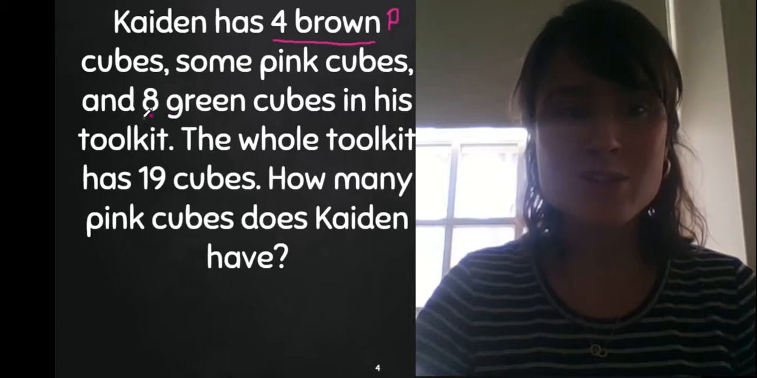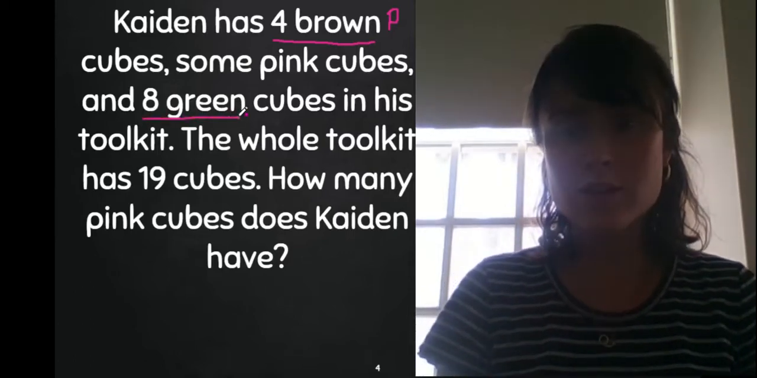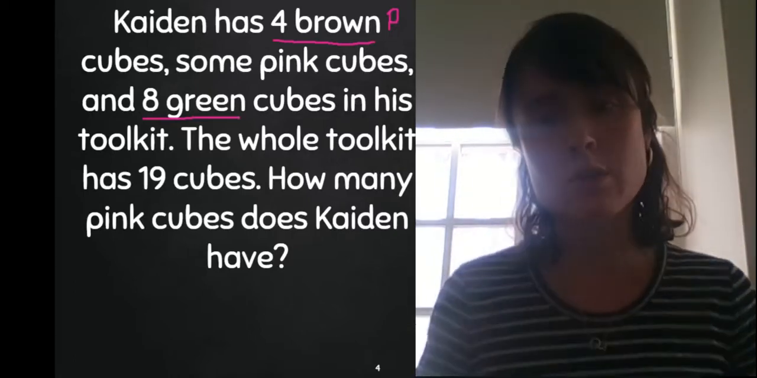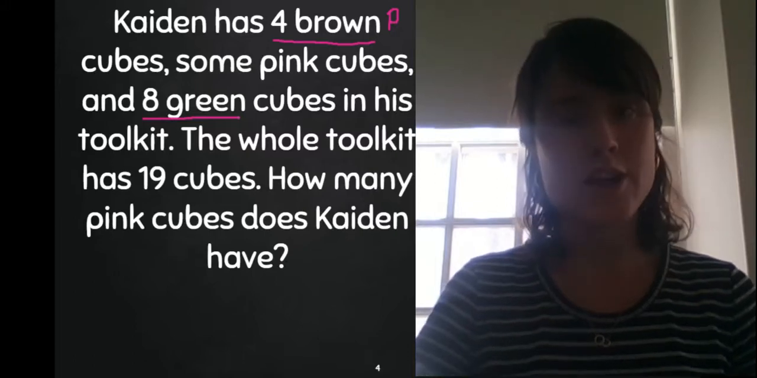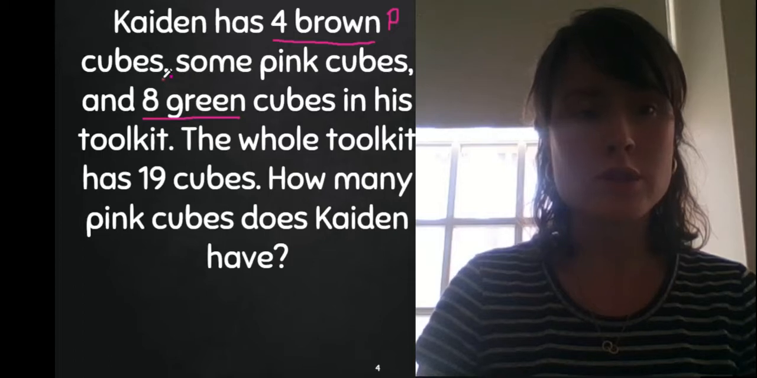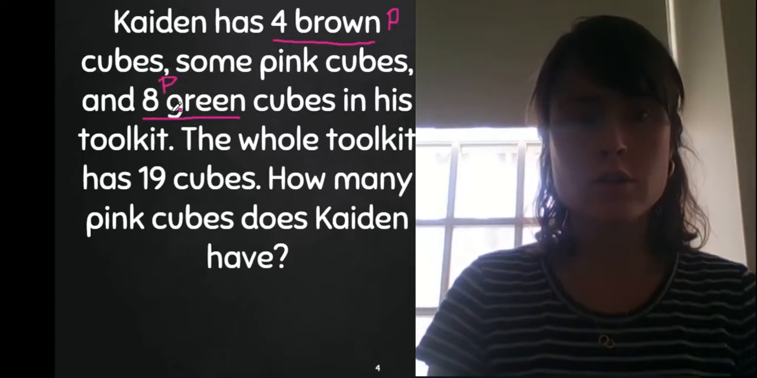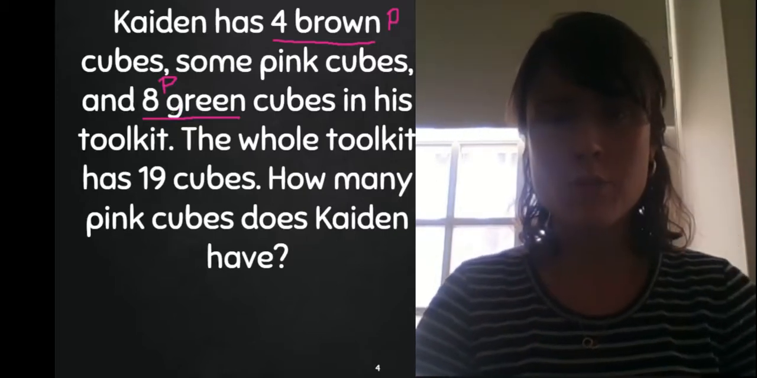Good, the story told us that he had 8 green cubes. Now, again, is that a part of his cubes, or is that the total number of cubes he has altogether? Good job. That's just a part. So I'm going to label, squeeze it in here, P for part. Okay, what else did the story already tell us? What else do we already know?